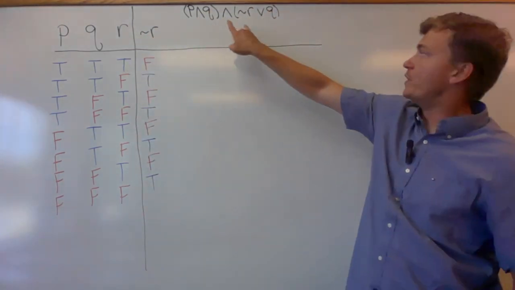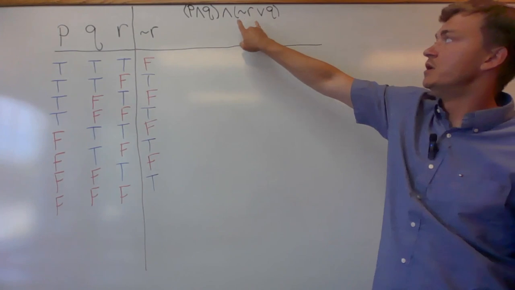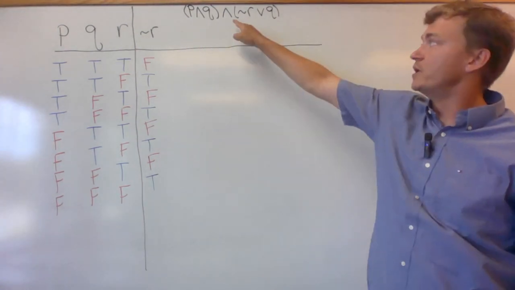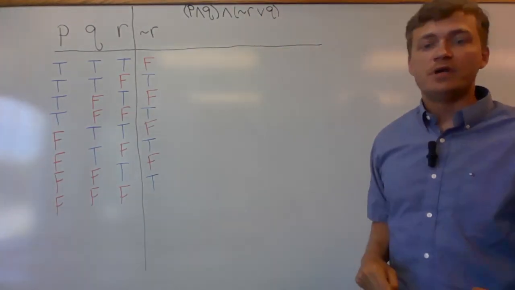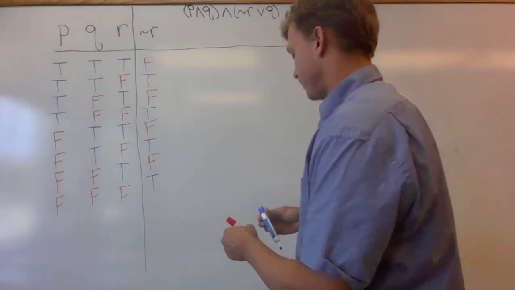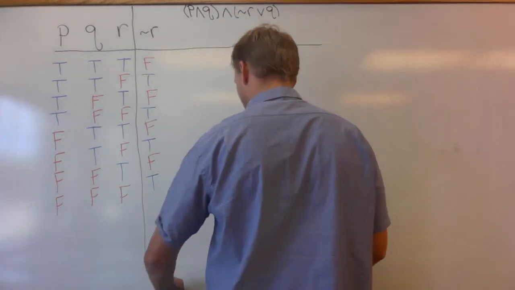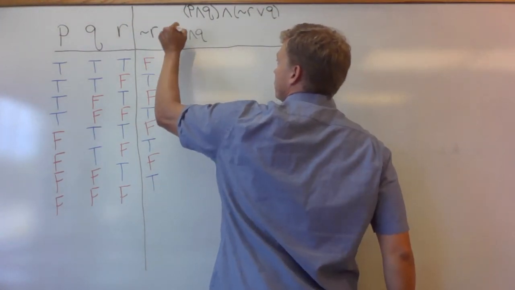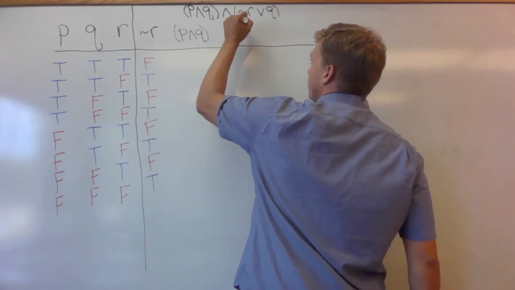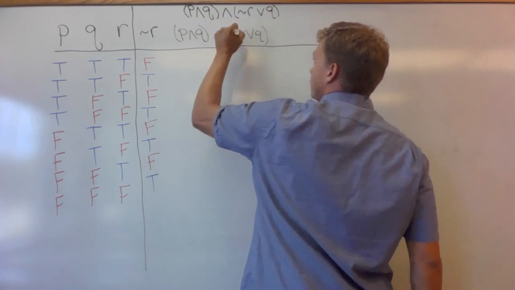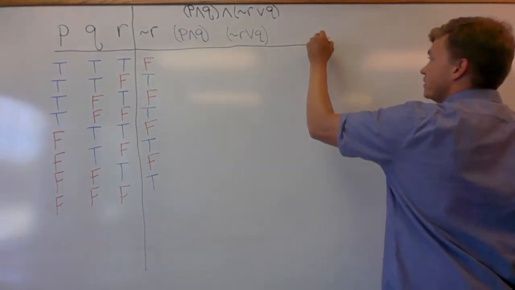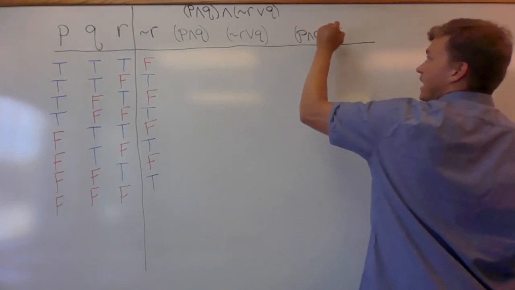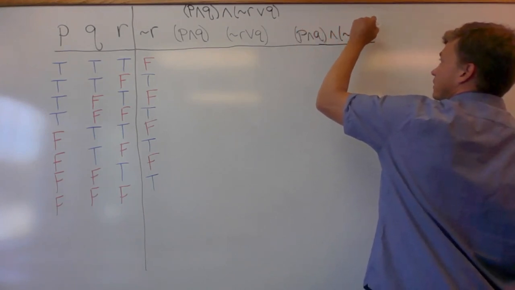Now that we have that, we can find this disjunction. Likewise, we can go ahead and find this conjunction as well, create the 2 columns separately, and then lastly, we'll create our column using that middle conjunction. Let's go ahead and do that. We'll write out P and Q. We'll write out not R or Q. And then lastly, we're going to bring those together for the P and Q and not R or Q.